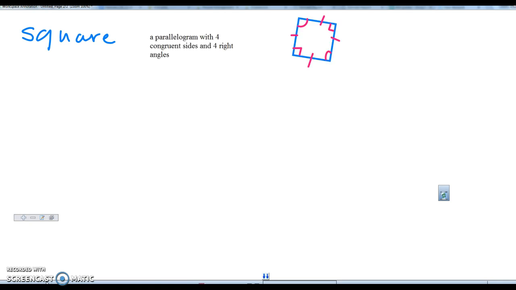Our next shape is going to be a square. And everybody is very familiar with squares usually. A square is a parallelogram with four congruent sides and four right angles. And I'll label my congruent sides and my four right angles. Next up we have a trapezoid.